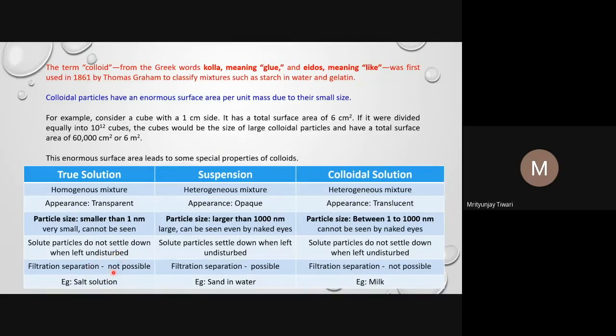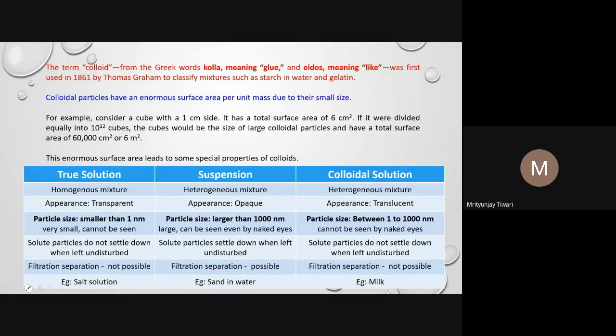Now, filtration separation is not possible for the true solution, but it is possible for the suspension, and for colloidal particles, again, filtration separation is not possible. So what we see is that the opacity of the colloid is closer to the suspension, and both are heterogeneous mixtures. But the particles of colloidal solutions do not settle down, a property that resembles the true solution. Also, filtration of colloidal particles is not possible, as in the true solution, but filtration of the particles is possible for the suspension.